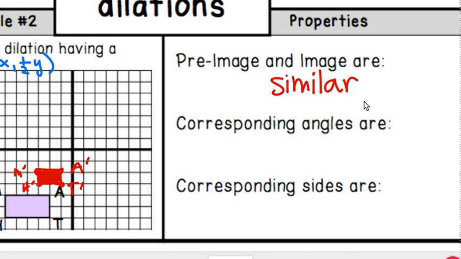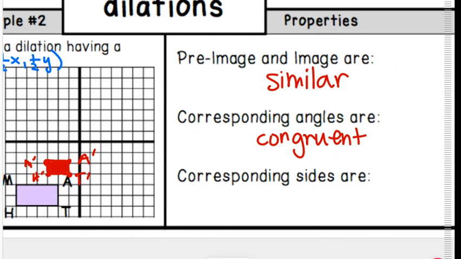If two shapes are similar, they're proportionate to each other. The minute we have a scale factor, we're keeping our proportions. So they're proportionate to each other. The corresponding angles are congruent. And the corresponding sides are proportionate.